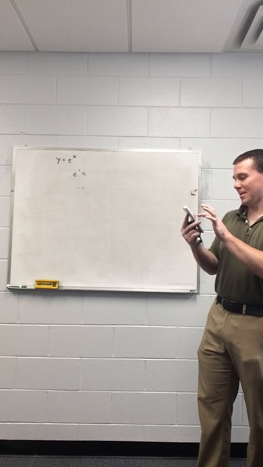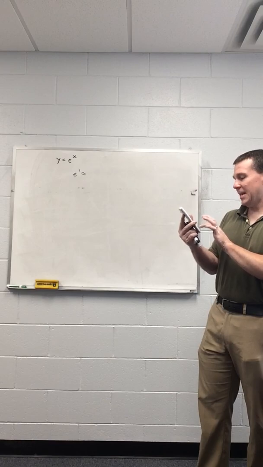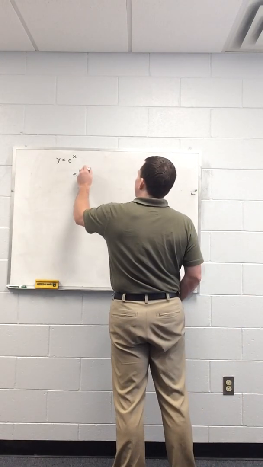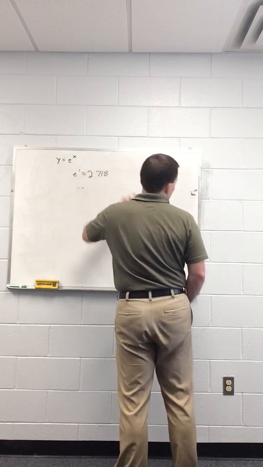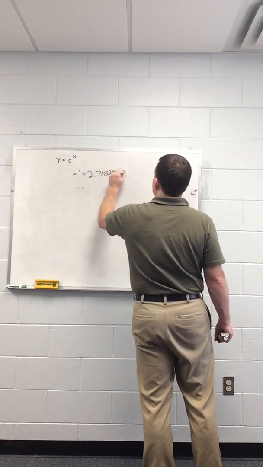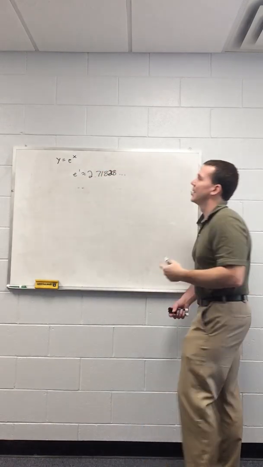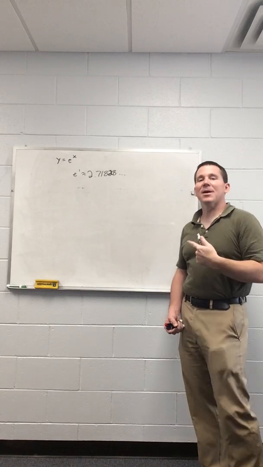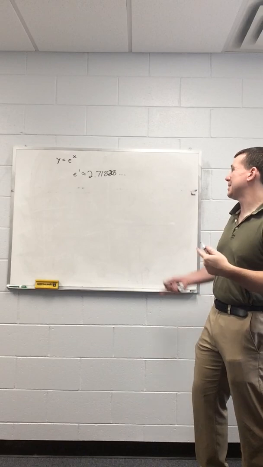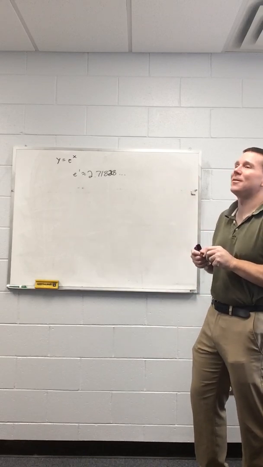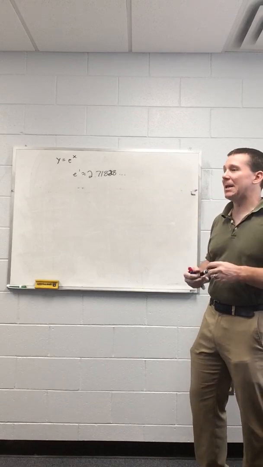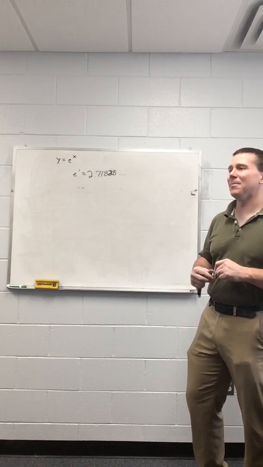Ooh, I hit the wrong one. Plug in e to the 1: 2.71828, and then it keeps on going. That's the number e right there. It's an irrational number in the same way that pi is. It's a non-repeating, non-terminating decimal that goes off forever. But it's actually really important in the same way that pi is. That's why we give it that name.